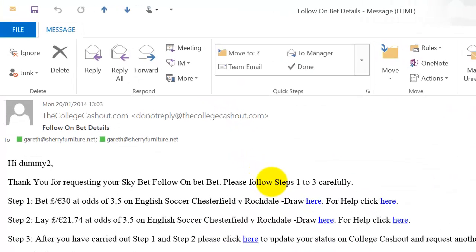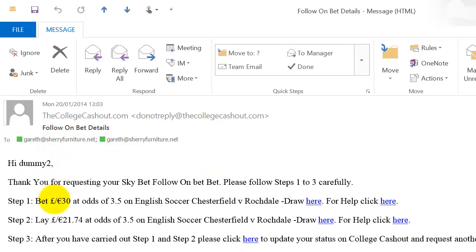The follow-on bet is a 3-step process only. Step 1, we bet our €30 free bet with Sky Bet. Step 2, we lay our stake. The stake is calculated to 21.74. That's derived from a formula from our software. And step 3, we just update the College Cash Out interface.